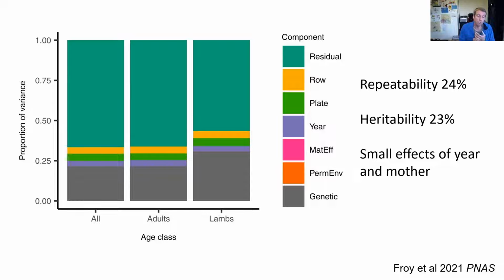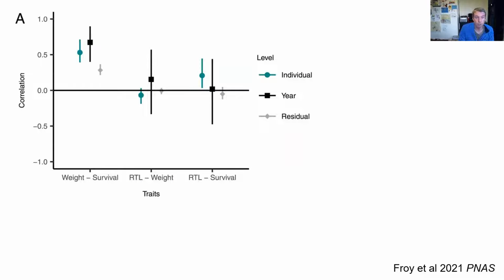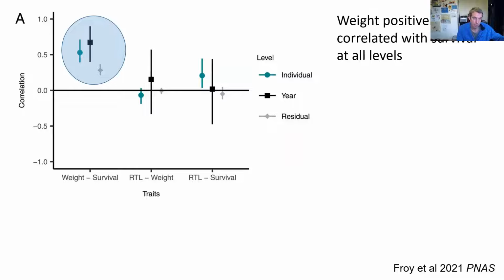And what Hannah did was use these models to decompose where that covariance with survival was coming from. Was it coming from the among individual level, the annual level, or the within individual level? And that's what these plots show. So if we look first at this leftmost set of correlations, this is the relationship between weight and survival, which we know is strong and positive, being broken down into, first of all, the among individual level in green. So this is individuals with high mean weight across their lifetime having longer lifespans.